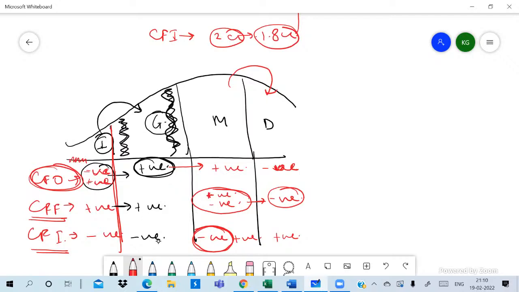So this is something that will typically happen as far as the life cycle of a company and the cash flows are concerned. Any questions with the life cycle and the cash flows before we move to that Excel?